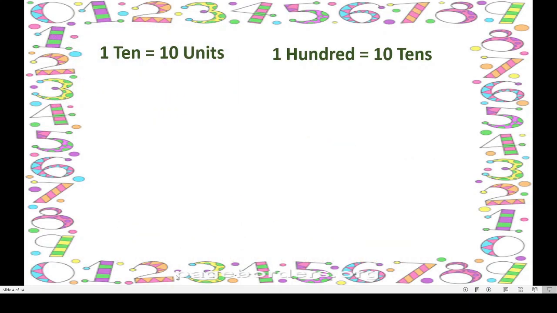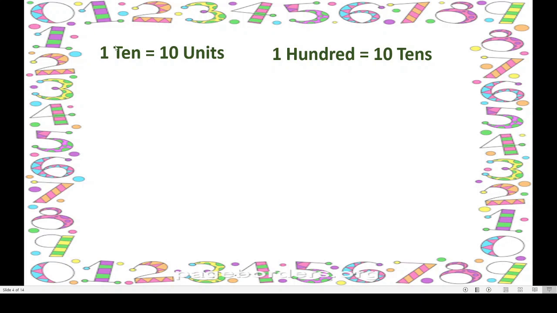Now here it is written: 1 ten is equal to 10 units. You know this, right? 1 hundred is equal to 10 tens. 10 tens together make 100. See, 10 notes of 10 rupees together make a 100 rupee note. Like that, 10 coins of 1 rupee together make a 10 rupee note.